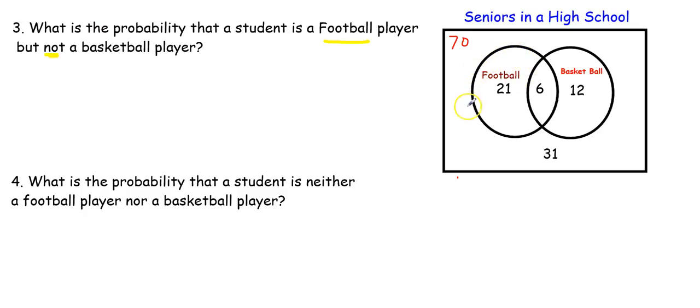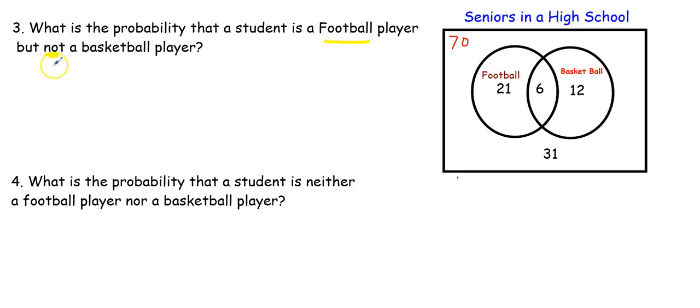In this Venn diagram, the whole circle is the football set. But in this football set, we see that the basketball is overlapping. So let us just remove this basketball from here. That is, the 6 should not be considered. So take only 21. These 21 players are those who play only football, but they don't play basketball.